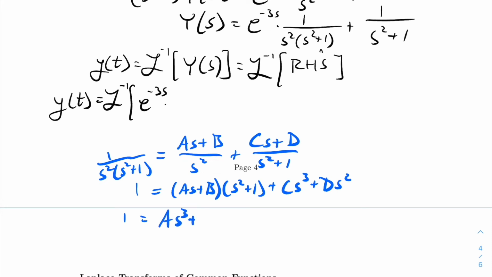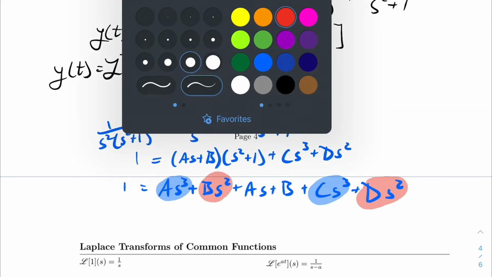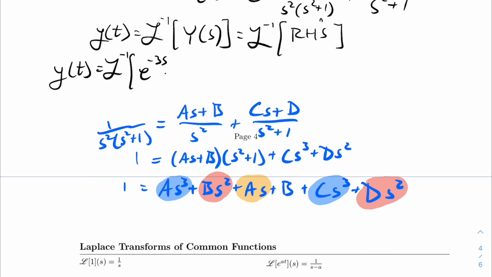So we get as cubed plus b s squared plus as plus b. That all comes along. All right, s cubed terms, s squared terms, s terms, and constant terms. So we get some equations.